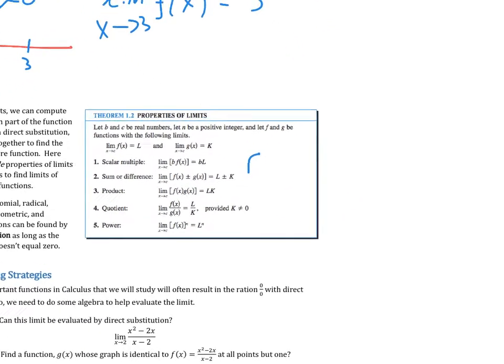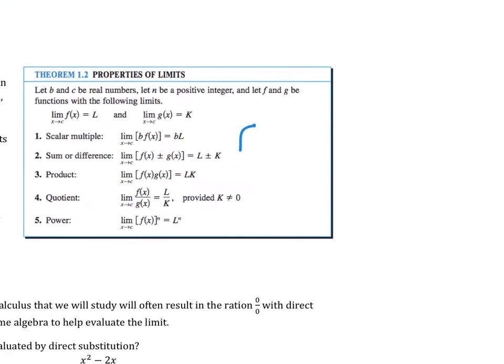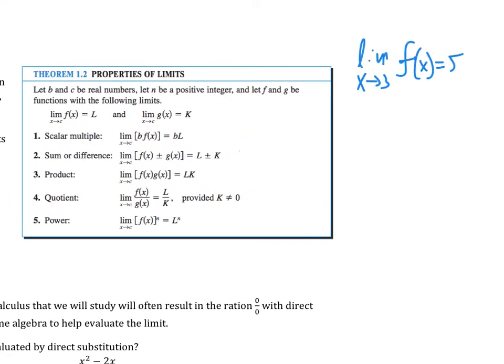Then we've got these properties. Let's stick with that there. All right, so if we want to find some multiples of this, we can do some things with this. So we've got some properties. The first property is what we call a scalar multiple.